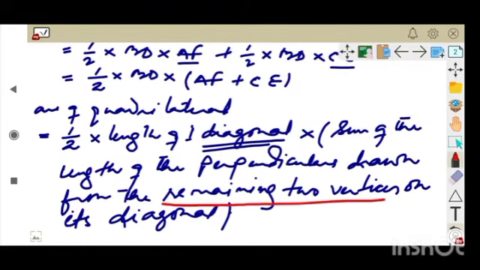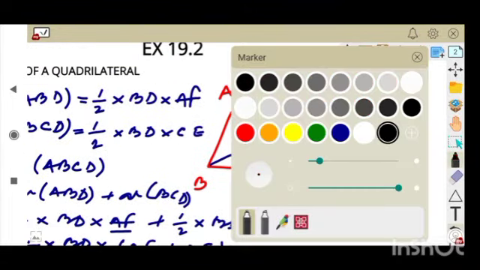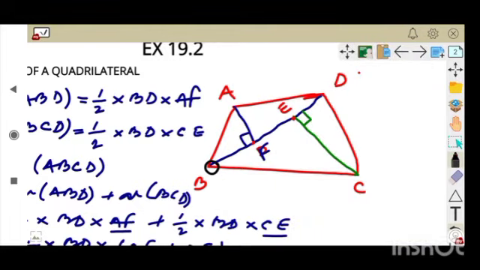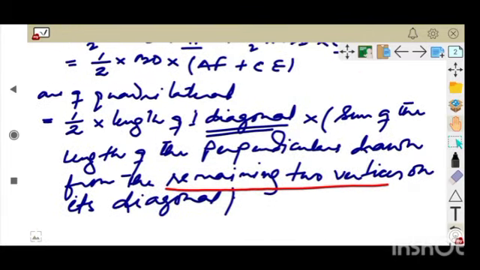Remaining two vertices means, let's see what happened here. I got the diagonal BD by joining vertices B and D. So the remaining means vertex A and vertex C. From vertex A, I have drawn a perpendicular. From vertex C, I have drawn another perpendicular. That is what we call perpendiculars drawn from the remaining vertices on the diagonal. So remember this formula: half into the length of one diagonal into the sum of the lengths of the perpendiculars drawn from the remaining two vertices on the diagonal.